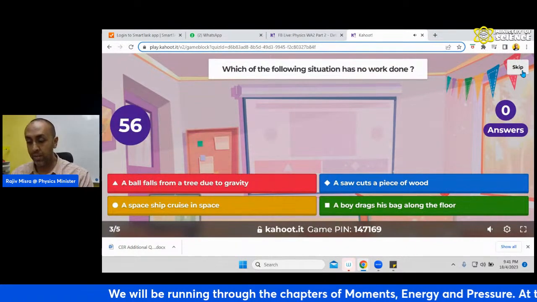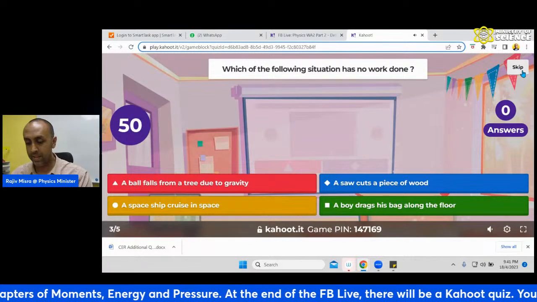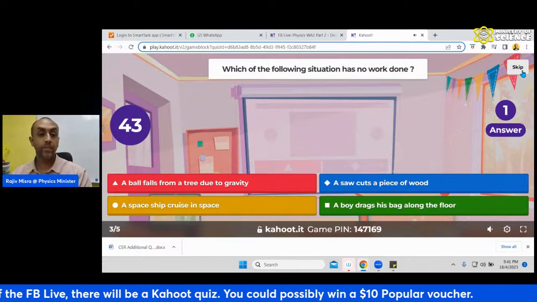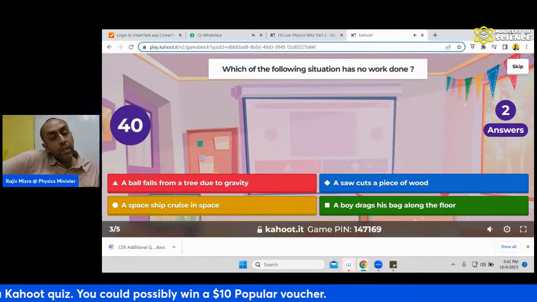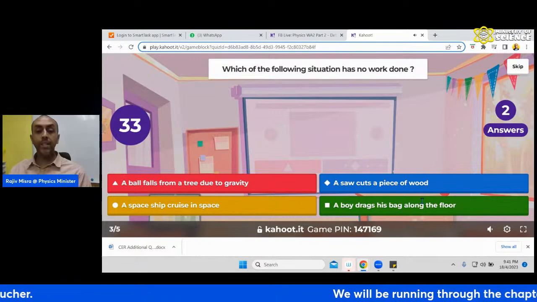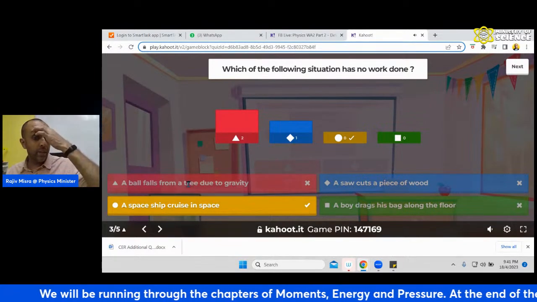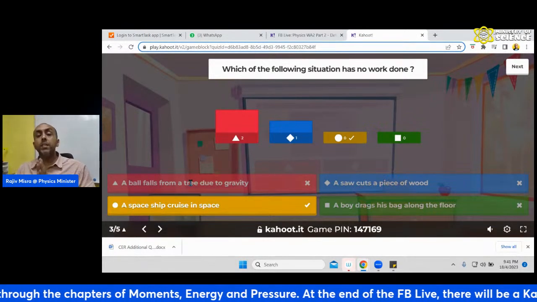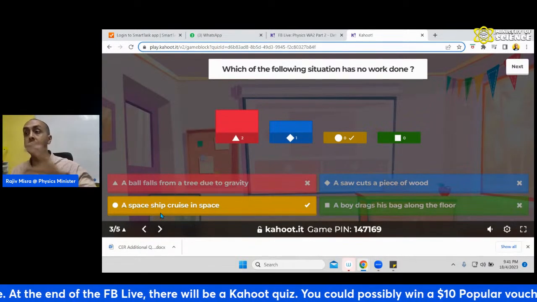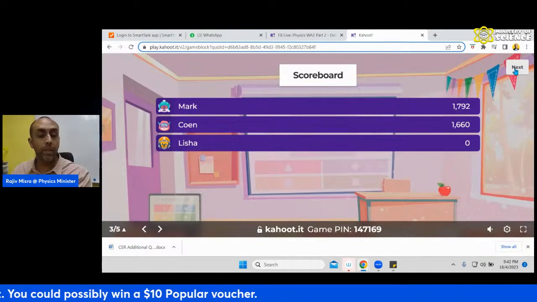Which of the following situations has no work done? Is it a ball falls from a tree due to gravity, a saw cuts a piece of wood, a spaceship cruises in space, or a boy drags his bag along the floor? Out of these four options, one of them is it. Most of you said a ball falls from a tree due to gravity. You need to take note that in this type of case, there will be work done: there is a force and a distance moved. But for a spaceship that cruises in space, because there's constant speed, the resultant force is zero, so there is no work done. That's very important.